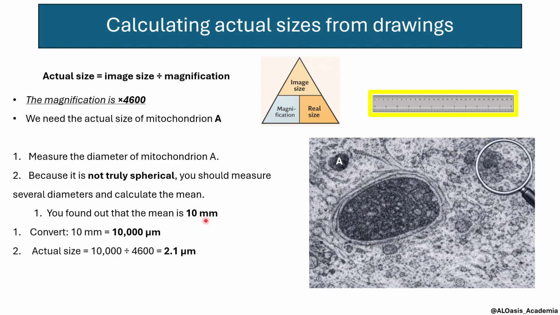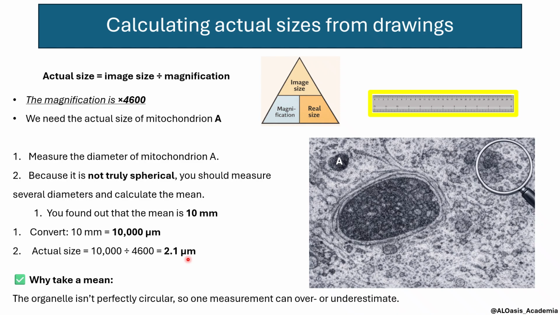All you need to do now is plug these numbers into the equation or the triangle. So the actual size equals the image size, which is 10 millimeters, and always remember that you need to convert it to micrometers. That's the always safe method to do. Convert millimeters to micrometers, and you will find that the image size is 10,000 micrometers, divided by the magnification given in the question, 4,600. This gives you an actual size of mitochondrion A of 2.1 micrometers.